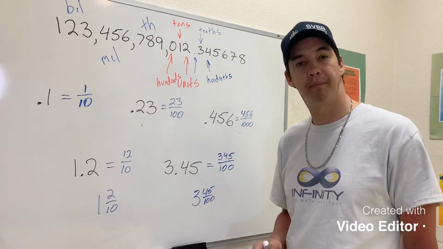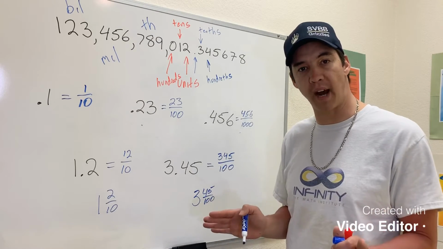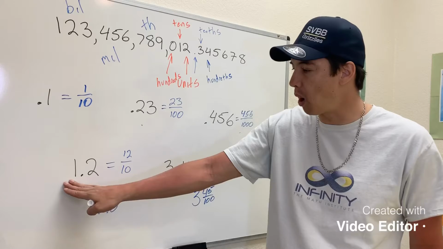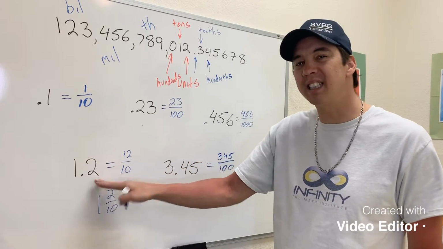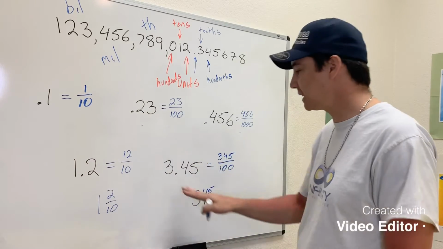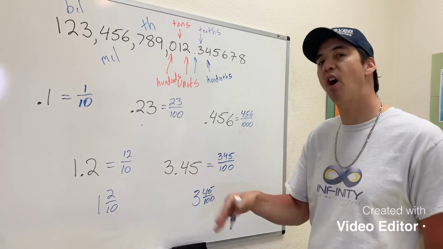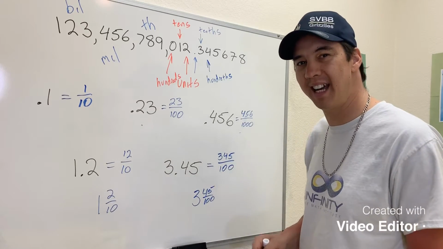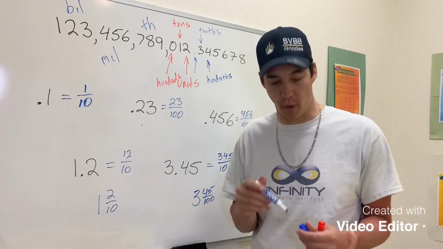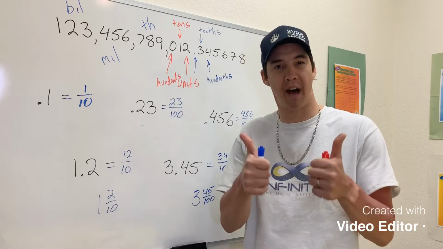And that's it. That's how we start off with fractions, all right? This is 1 2/10 of another one. This is 3 45 hundredths of another one, all right? So let's get into rounding before we get into the meat and potatoes of operations.